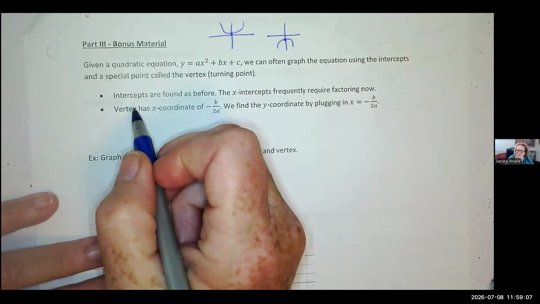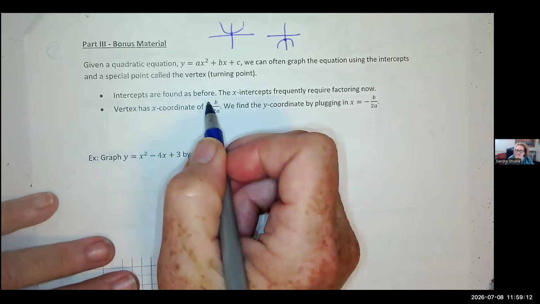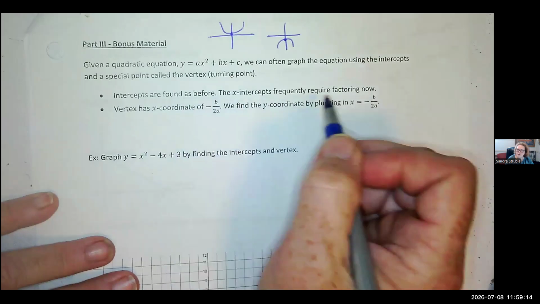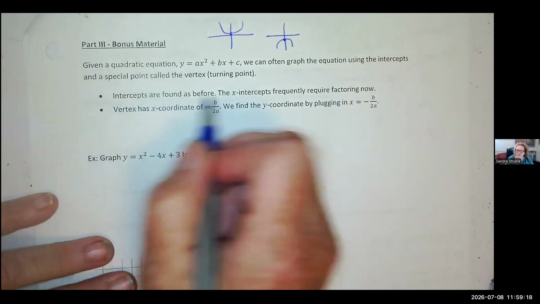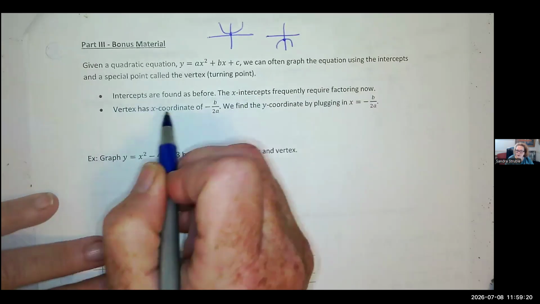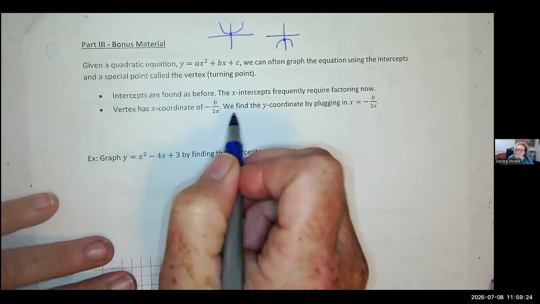Intercepts are found as below. The x-intercepts frequently require factoring now, but our vertex has x coordinate of negative b over 2a, and then we find the y coordinate by plugging that number back into the original equation.